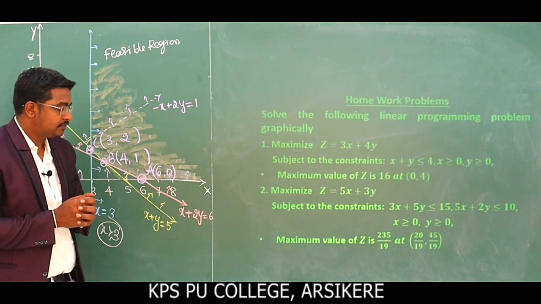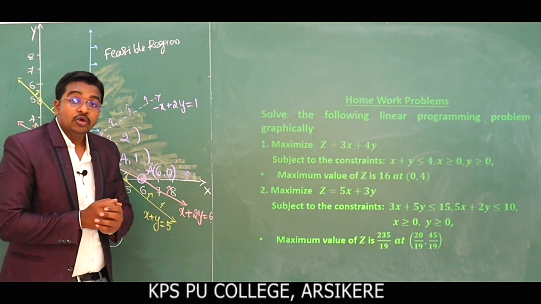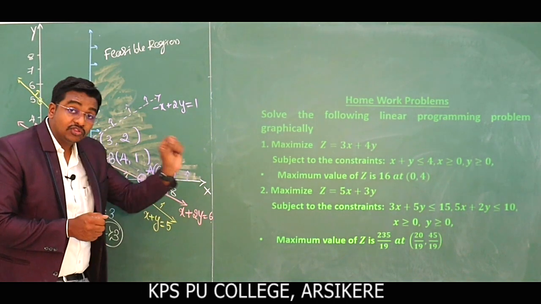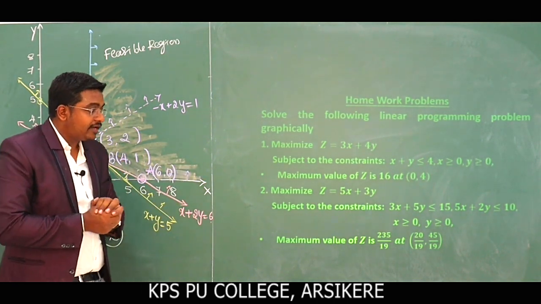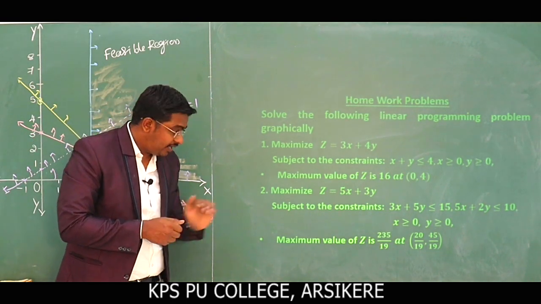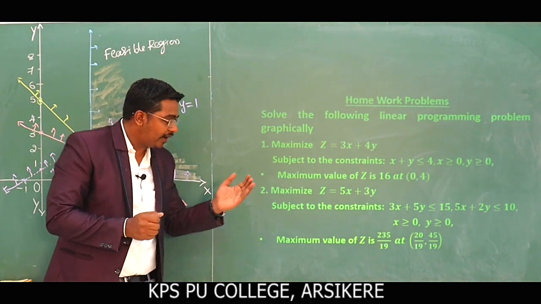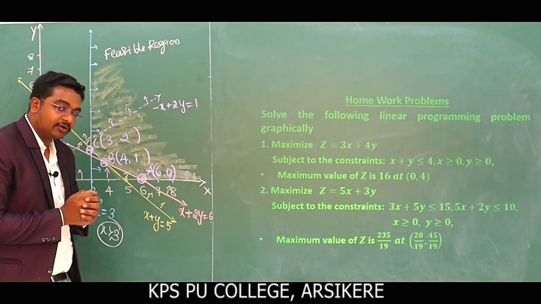The maximum value of z is 235 divided by 19 at the point, see, x is equal to 20 divided by 19 and y is equal to 45 divided by 19. Okay, third problem.